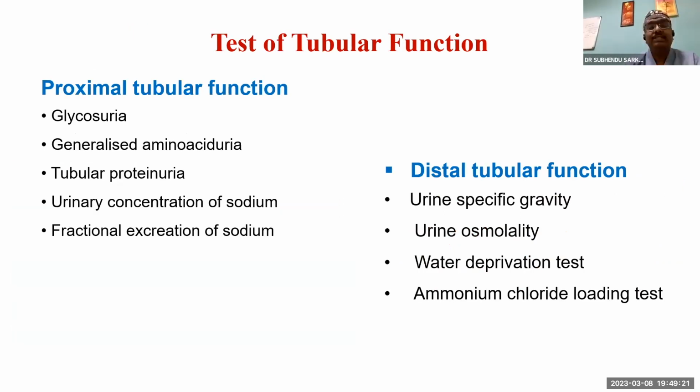The next component is the tests for tubular function. We have some tests for assessing the proximal renal tubular function and some tests for assessing the distal renal tubular function. The proximal ones are glycosuria, generalized aminoaciduria, tubular proteinuria, urinary concentration of sodium, and fractional excretion of sodium. For distal tubular function, we assess urinary specific gravity, urine osmolality, water deprivation test, and ammonium chloride loading test. Among these, we have to be a bit careful with the water deprivation test if the patient has a moderate degree of renal disease or cyanotic heart disease. This test is better avoided.